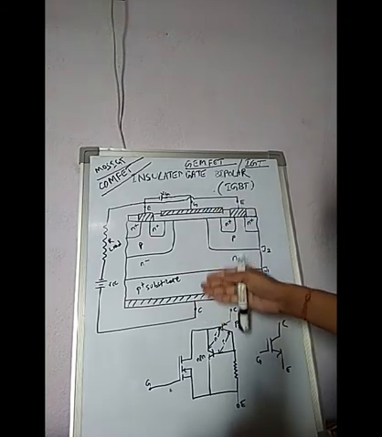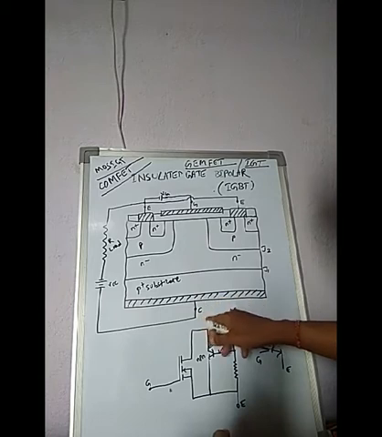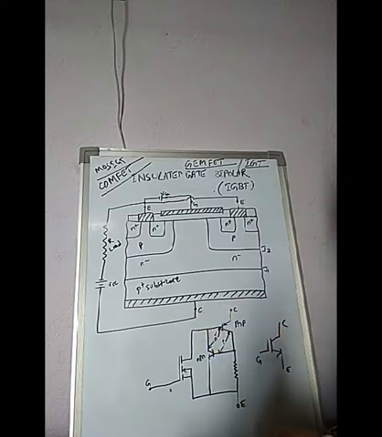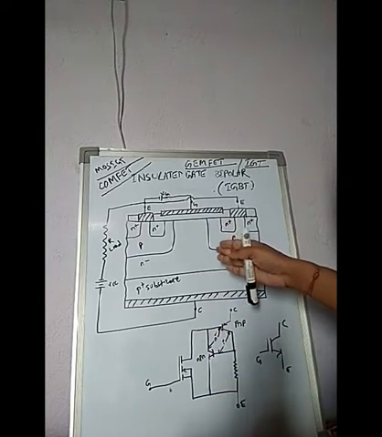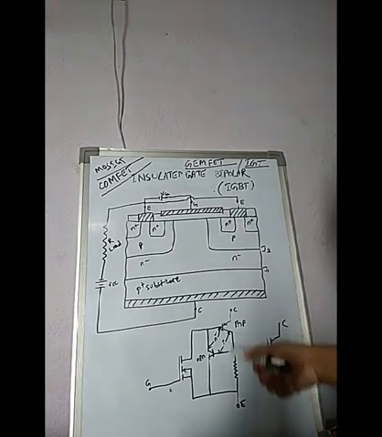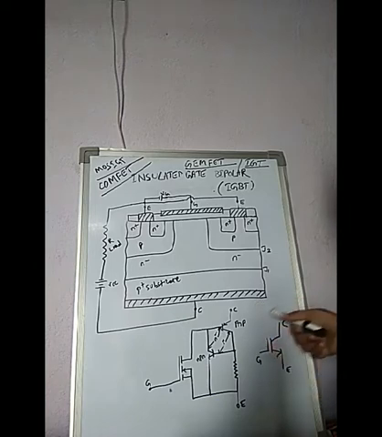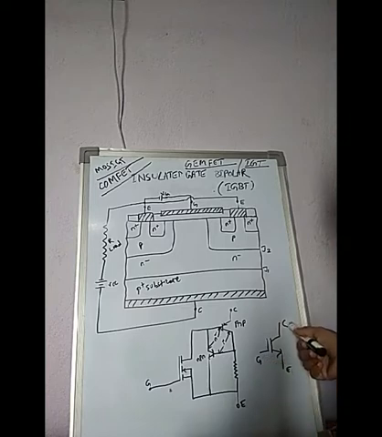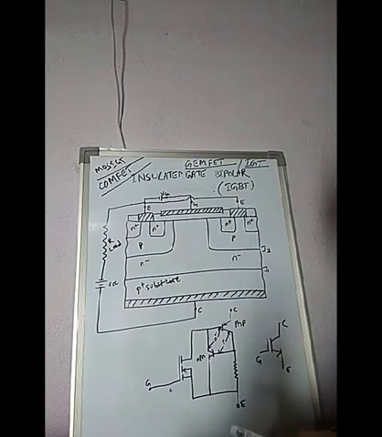The terminal from this P plus substrate is called the collector, C for collector. It has other terminals known as gate and emitter. So this is the basic symbol used for IGBT, where C stands for collector, G stands for gate, and E stands for emitter.